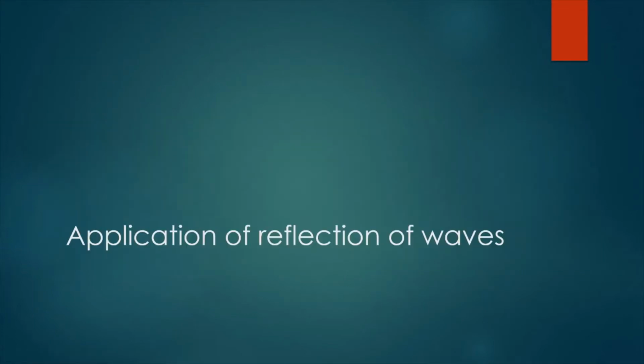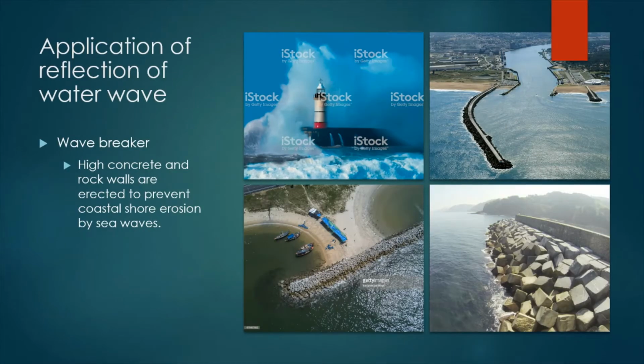Application of reflection of waves. Let's look at water wave. Water wave is reflected by high concrete and rock walls which are erected so that erosion does not take place. So this wave breaker prevents the wave from spilling over behind the wall. As you can see from the picture here, behind the wall the waves are more calm.